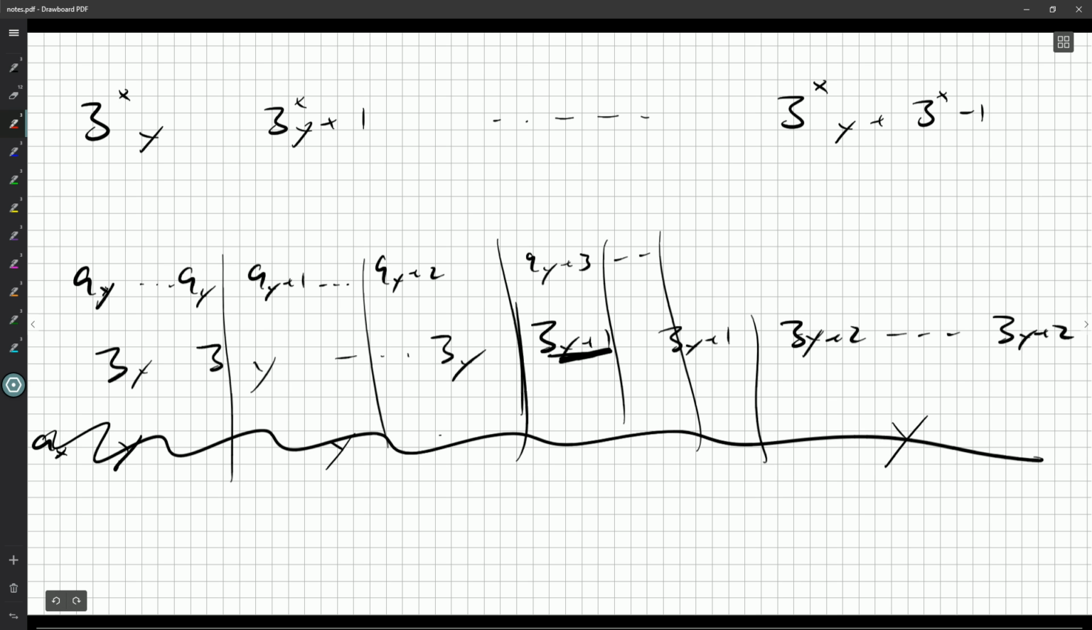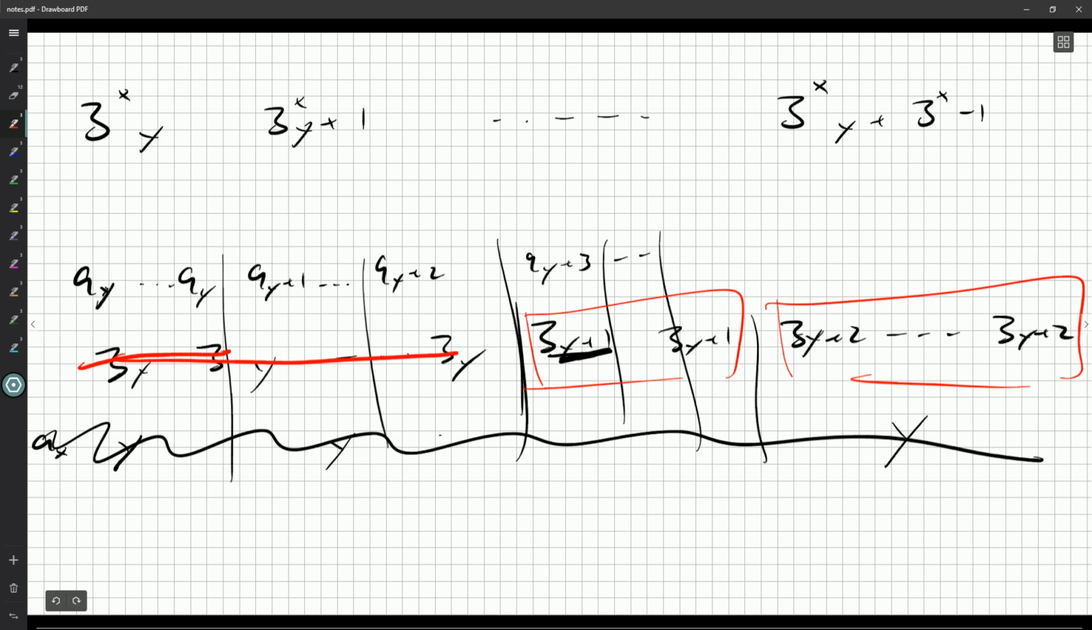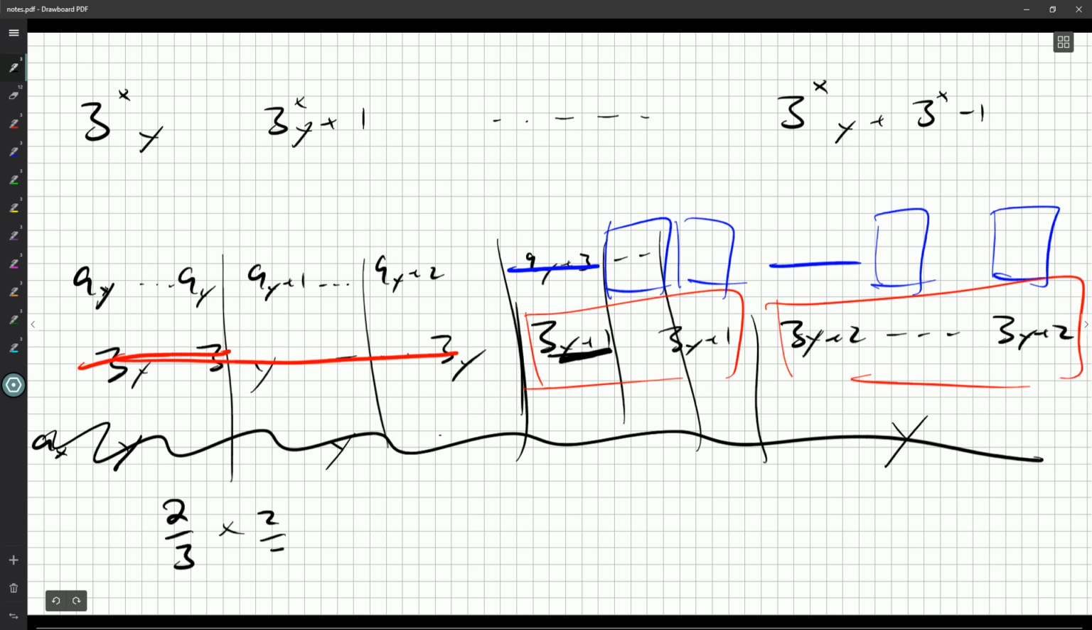But once again, a third, all the 3Ys here go away, but you're left with 2/3 are still allowed. But then a third from the next layer is left out, and you're left with 2/3 here. And so at each layer, you only keep 2/3 of the number. So 2/3, 2/3, 2/3, all the way back down to A1.